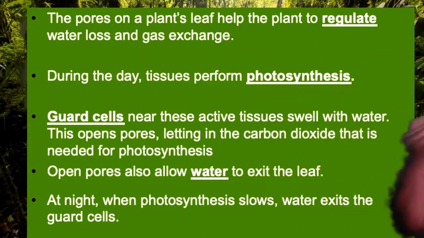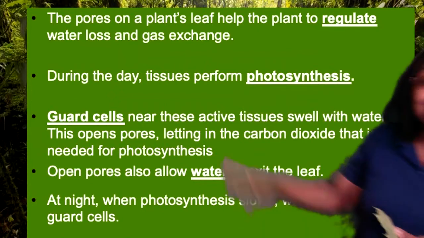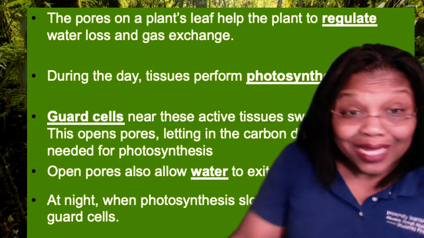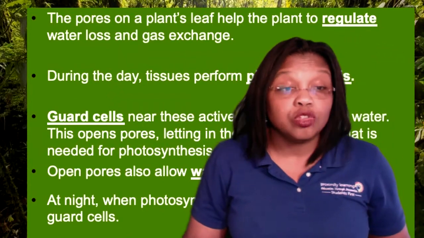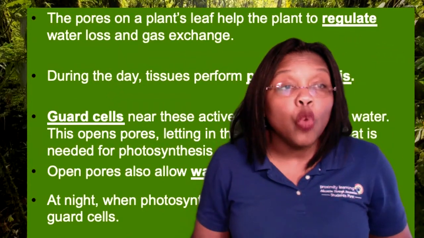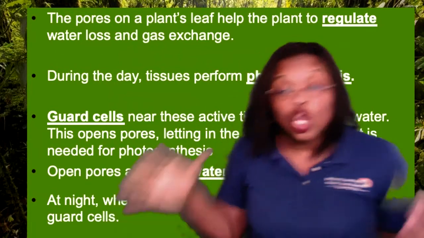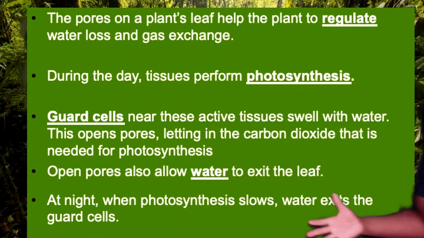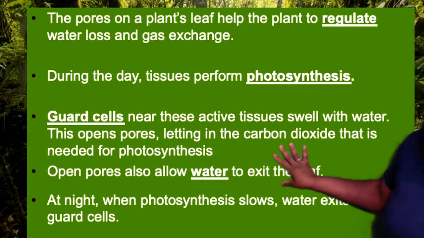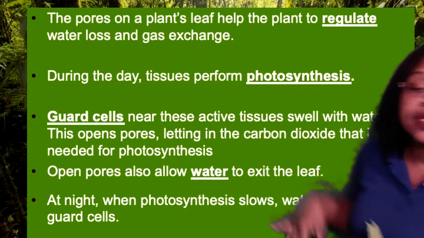Well, because again, that's how plants are going to regulate their water loss and gas exchange. This is how photosynthesis takes place. The guard cells are the ones that control the opening of the stomata. They control when it opens, how long it stays open, and when it closes. And again, that's where the water's going to leave, oxygen's going to leave, and carbon dioxide comes in.